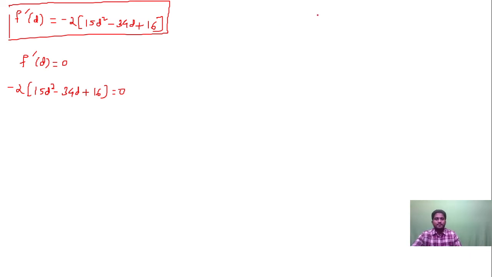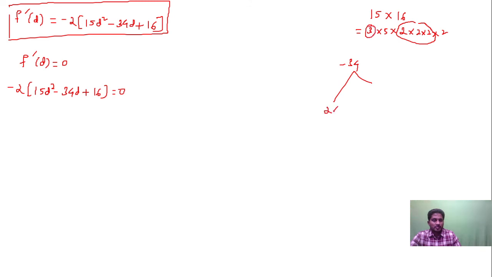Let us split the middle term. So I take these extreme terms 15 and 16. 15 is 3 into 5. 16 can be written as 2 into 2 into 2 into 2. Okay, so if I group the terms, minus 34 means this will be equal to 8 and 3, 8 times 3 is 24. Left out is 5 into 2 only, 10. So this is minus 24 minus 10. Okay, so this is 34. If I split the middle term, adding I'm getting minus 34. If I multiply, I get 240 only.